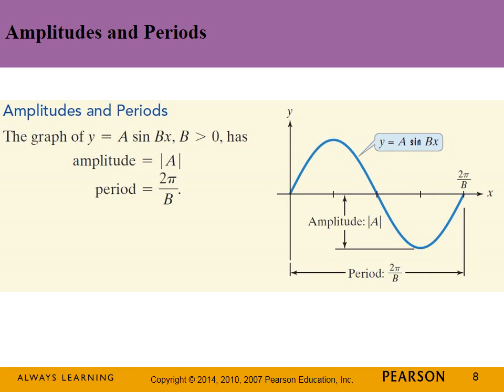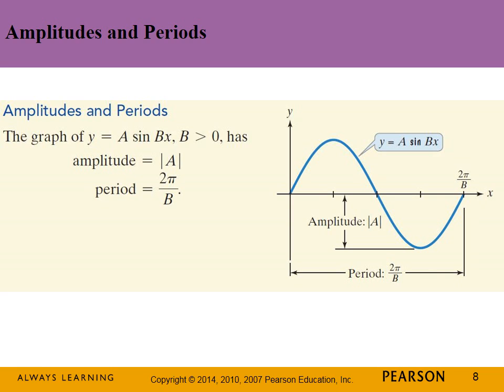So sine and cosine graphs have a few special features. The first one, so we're talking now about the graph of y equals a sine bx, where b is greater than 0. The amplitude is a measure of how tall the curve is. And the amplitude of y equals a sine bx is defined to be the absolute value of a. And what that has to do with the height of the graph, it's half the height of the graph, essentially. And you can see that in the picture.